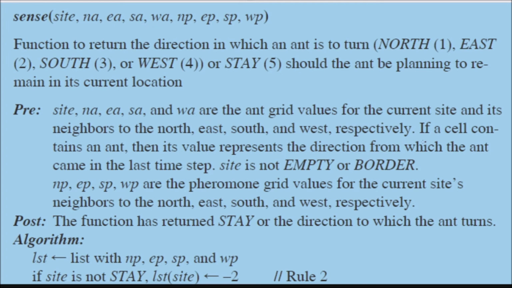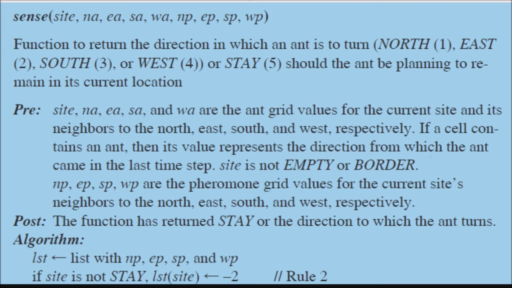Okay, so if a cell contains an ant, then its value represents the direction from which the ant came in the last time step. So that means we put 1 or 2 or 3 or 4. We count the cell by where the ant came from, right? So if it came from north, we just set the cell as 1. So that's what it means.